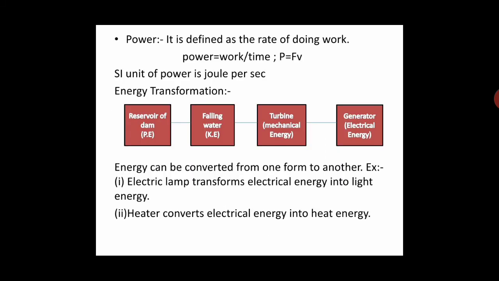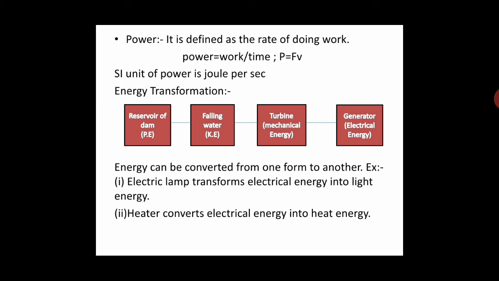Next we have power. It is defined as the rate of doing work. How much work a body does with respect to time is denoted by power. So power equals work per unit time. As we know, work equals force times displacement, and displacement per unit time gives velocity. So power equals force times velocity, where F is force and v is velocity. The SI unit of power is joule per second.